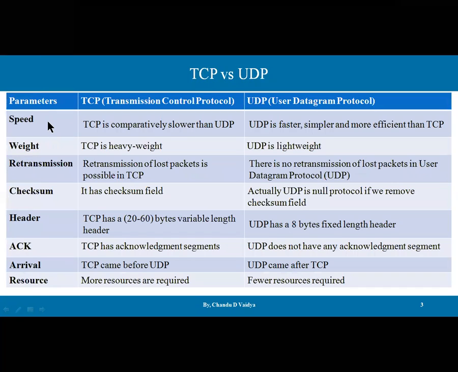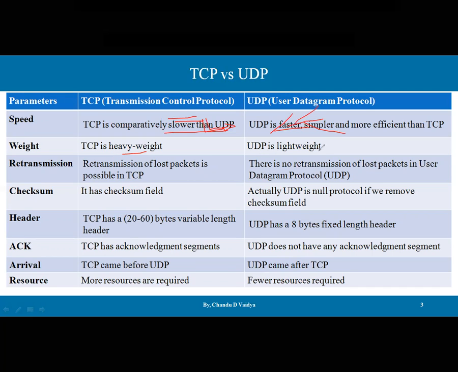Then the speed. The speed of TCP is lower as compared to UDP, and UDP is faster, simpler, and more efficient, guys, because here there is freedom to travel any packets or datagrams via any path. But in TCP, one particular path is available, and only that path is going to be used for that communication. That's why it is going to be slower. Then TCP is heavyweight and UDP is lightweight.